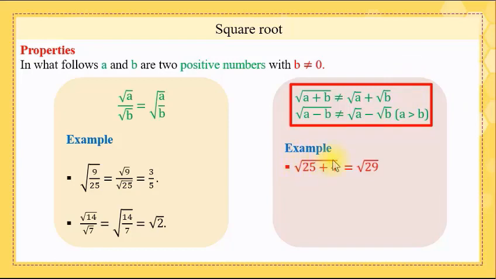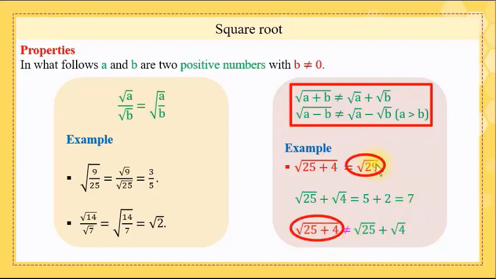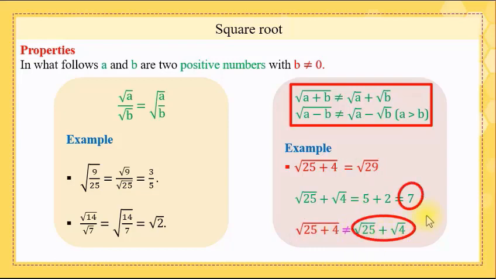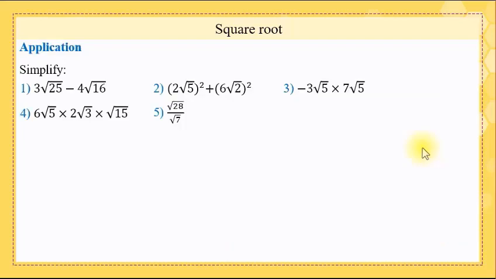Let's calculate radical 25 plus 4 to get radical 29. It is easy. Also radical 25 plus radical 4 equals 5 plus 2 equals 7. Pay attention here. Radical 25 plus 4, which is radical 29, does not equal radical 25 plus radical 4, which is 7. So pay attention to this important property concerning addition and subtraction.